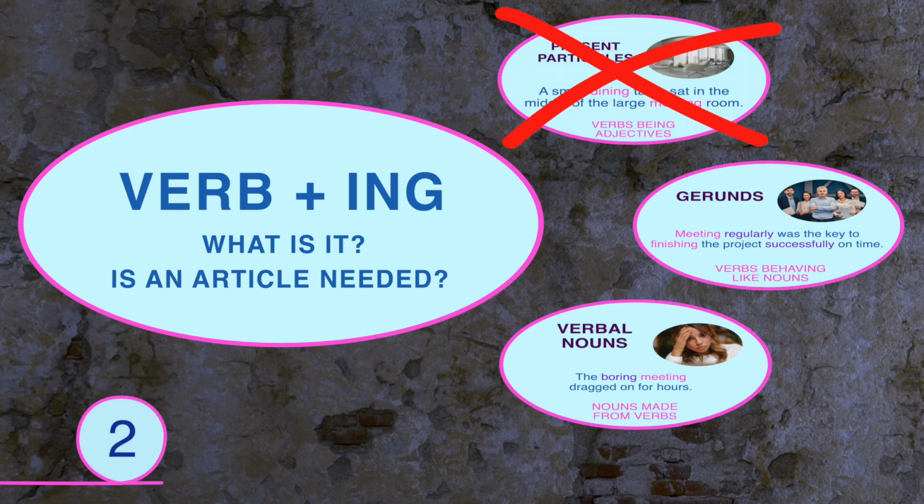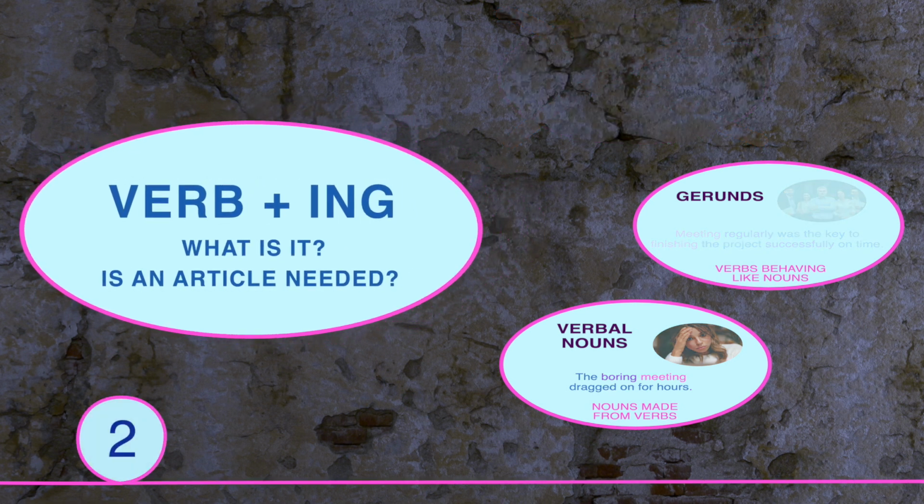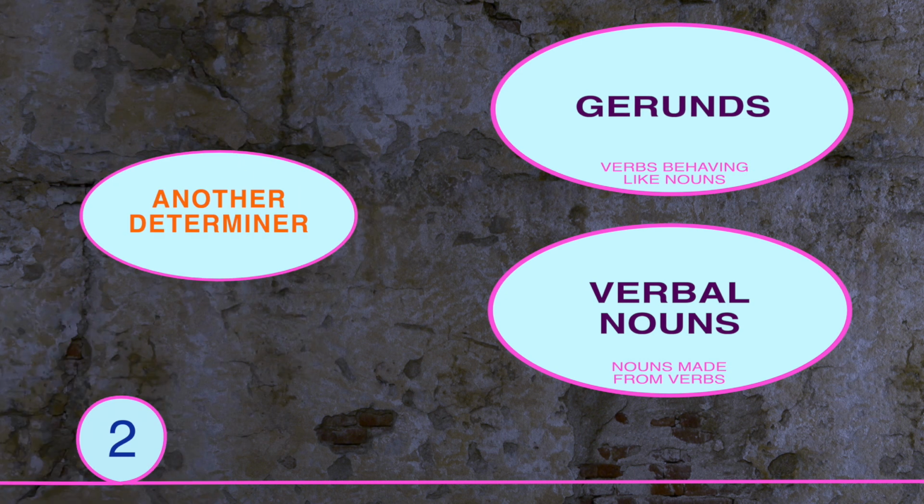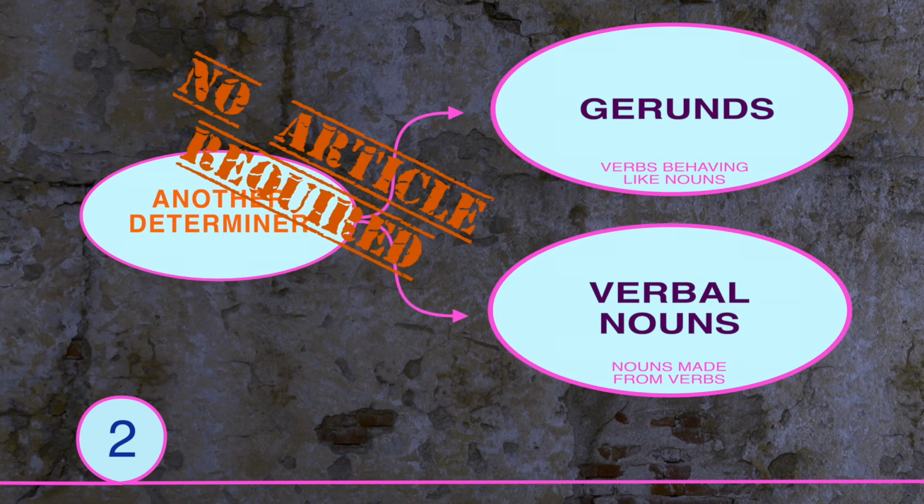Step number 2, once we have identified a verbal noun or gerund, is to see if there is another determiner in front of it. In the same way as regular nouns, when a verbal noun or a gerund already has another determiner in front of it, we can forget about articles altogether.